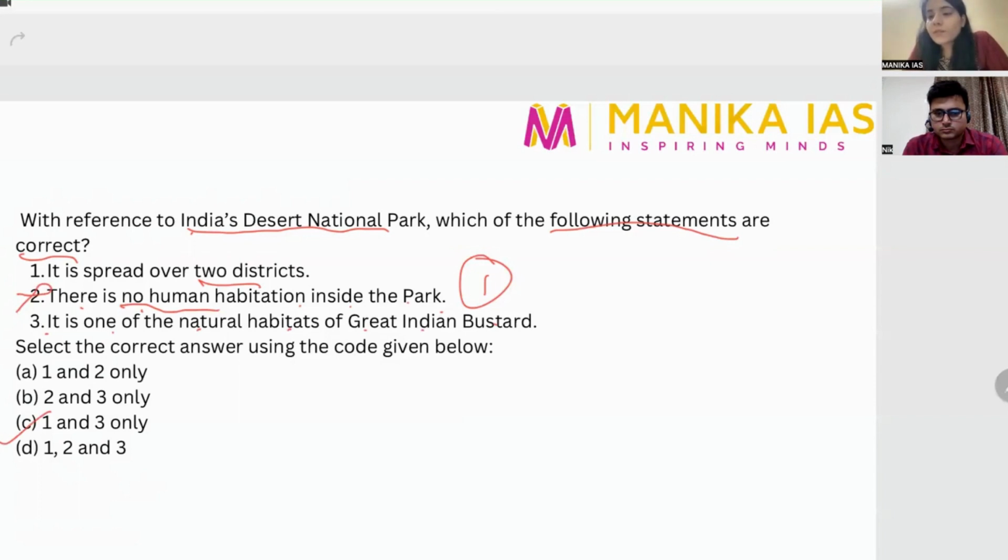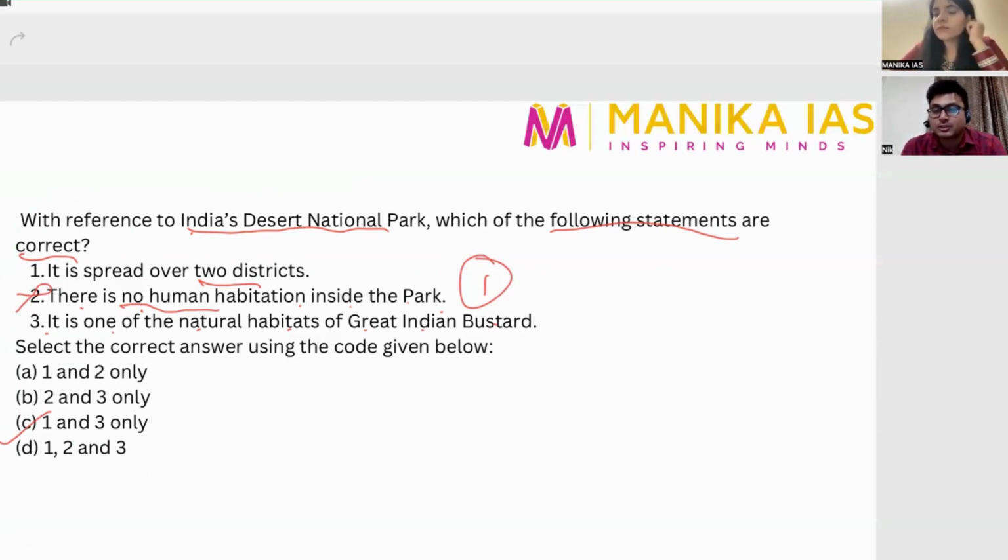So would you like to add something? Yes, it's a very simple question. If you see on the face of it, it looks very difficult, right? So statement 2 says that there is no human habitation inside the park. Just in case you happen to visit any national park, we all are graduates giving this examination. We have studied the entire country in some form or the other, and we do have a lot of national parks in our country. Let's say I visited Kaziranga National Park, or let's say Manas National Park, right?